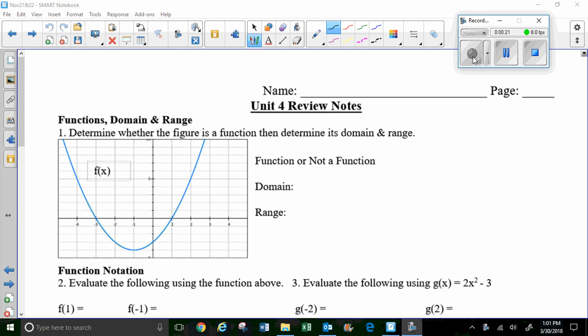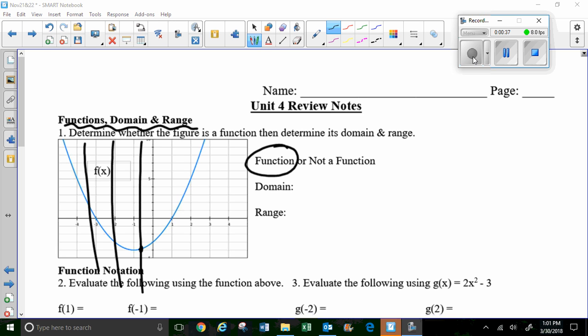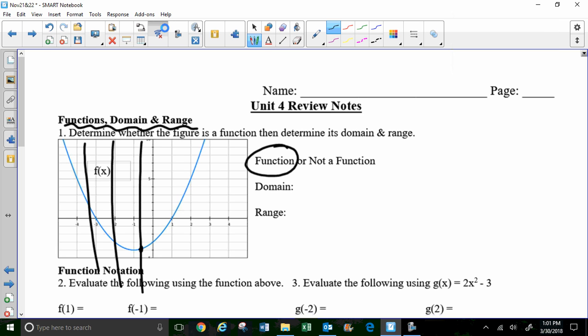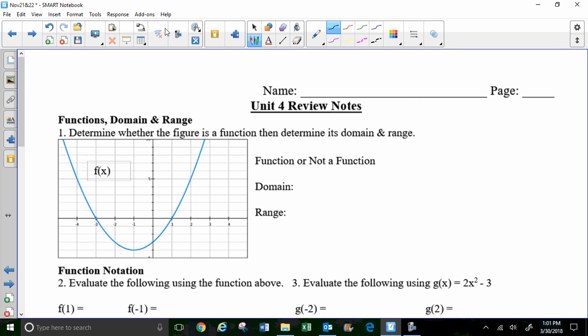So just a quick overview of other topics that we've done so far. Functions, domain, and range are one. Looking at this graph, I can tell that it is a function because if I run vertical lines through my graph, it only touches one point at a time. As far as the domain goes, notice that this is a U shape and it goes off the graph, so we can assume that it keeps going.